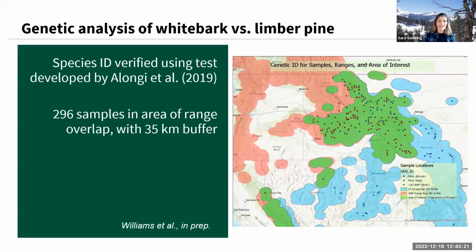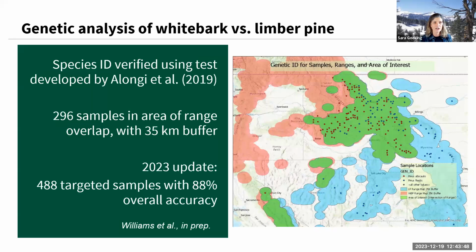So we found that plots where both whitebark and limber pines occur are more common than we thought, and that often the accuracy of the species identification was affected by the presence of mature trees of either species. So if a crew saw a mature tree and there were cones present, we suspect that they're assuming, okay, that's what is here.